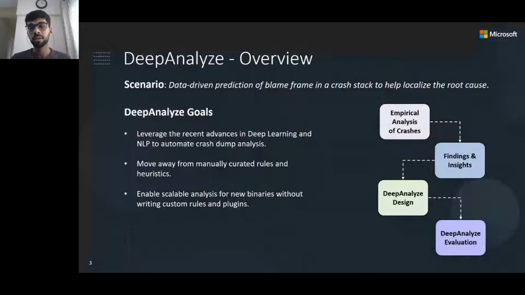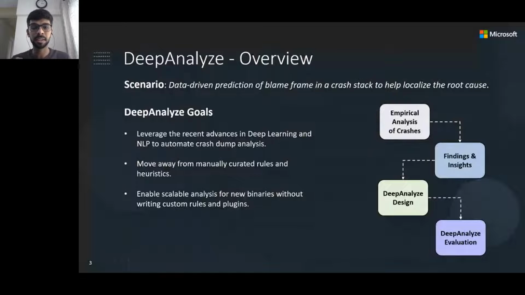In this work, we try to answer that question by proposing Deep Analyze, where we leverage recent advances in deep learning and natural language processing to build a data-driven system. Specifically, we aim to predict the blame frame in a crash stack, where I define the blame frame as the frame that most likely caused the crash. Thus, finding this blame frame can lead us to the root cause. This task is quite central to the problem of crash dump analysis.